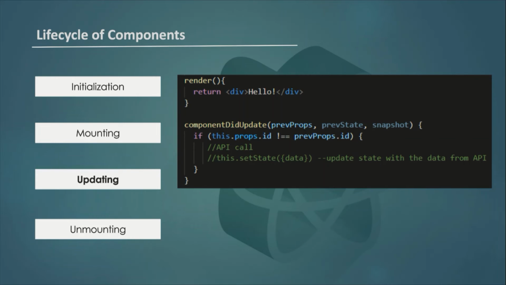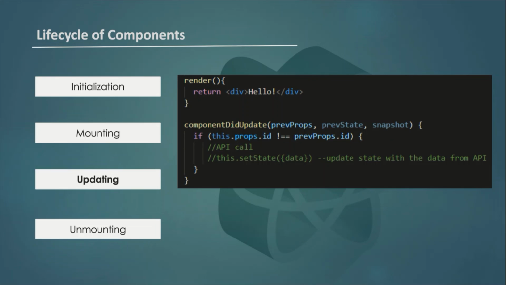Similar to previous props, componentDidUpdate provides two more parameters, previous state and snapshot. Previous state parameter is used to compare current state with the previous state. Snapshot parameter is undefined unless the component implements a rarely used lifecycle method called getSnapshotBeforeUpdate.